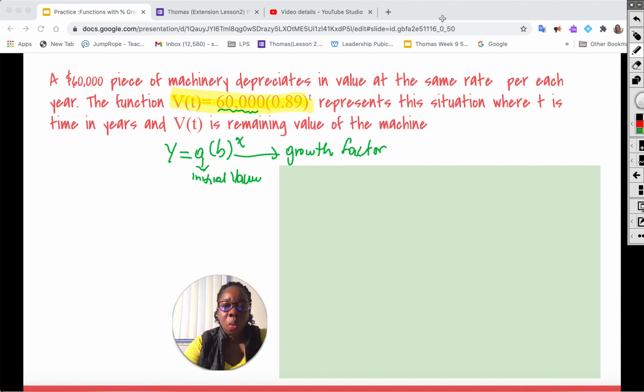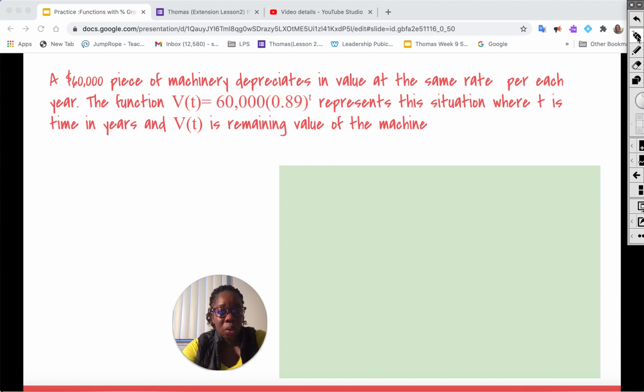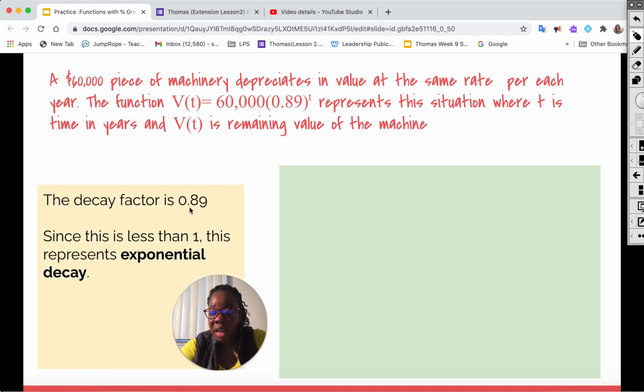So what are some things that we know? Well, we know this is going to represent decay. The decay factor in this case is 0.89. How do I know it's decay? Because the factor is less than 1, and so since 0.89 is less than 1, we know that the function represents decay and depreciates. The key word in this problem too, the word depreciates, also means decay, so we know it's going to represent decay.